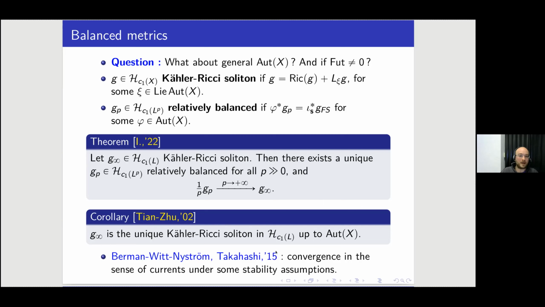But my own motivation was that I needed the smooth convergence to be able to go further. So this is one improvement, and also under some stability assumptions, which in particular does not allow them to get a new proof of Tianzhu. So their stability assumptions use the unicity of Kähler-Ricci solitons, right? Yes, so that's it for our results.